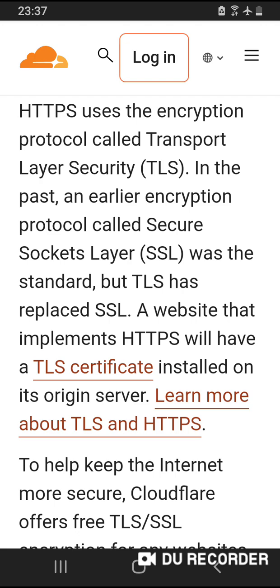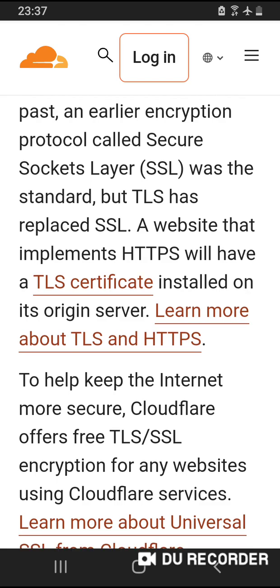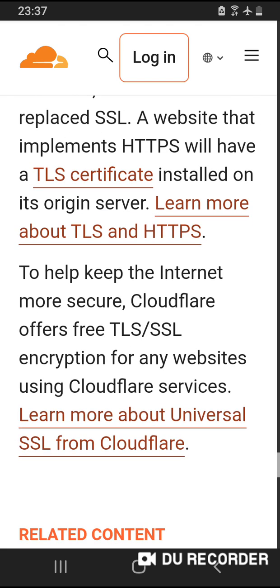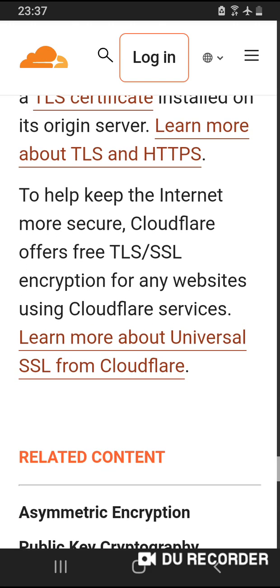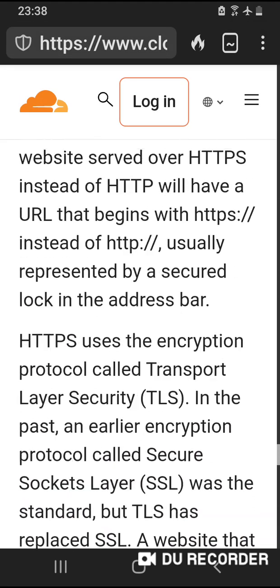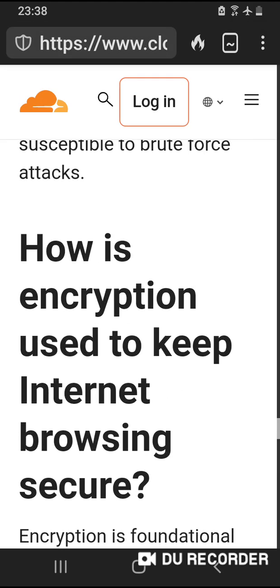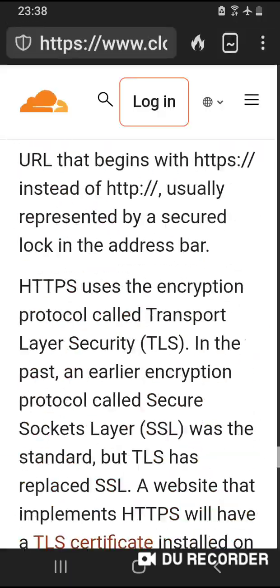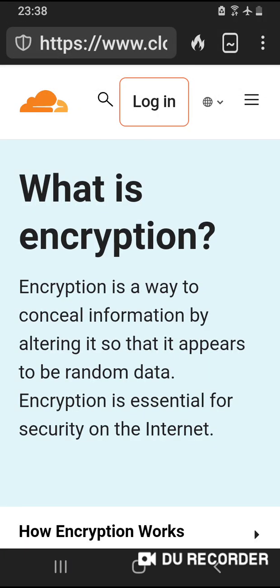A website that implements HTTPS will have a TLS certificate installed on its origin server. Learn more about TLS and HTTPS by clicking that. To help make the internet more secure, Cloudflare offers free TLS/SSL encryption for any websites using Cloudflare services. Then it tells you to learn more about Universal SSL from Cloudflare. And that right there is an article on what is encryption.